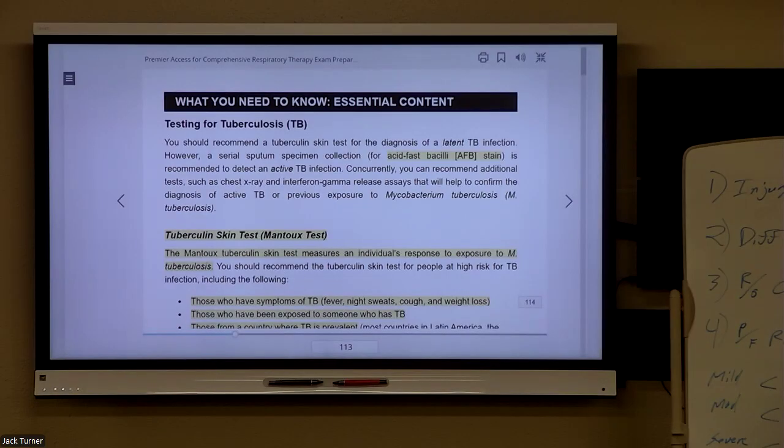So we're on page 113, chapter 5. We're going to do chapter 5 and 17. So like I said, there's 8 questions from this chapter.